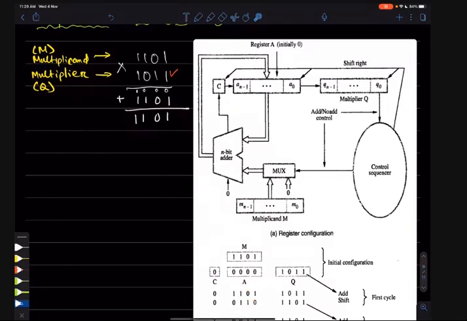1101. Understood? This is very simple. What is the content of Q? Q content is currently the same, 1011, this one. Up to this you are clear, the first step, that is the addition of the A value and the M value. After that you got the result.